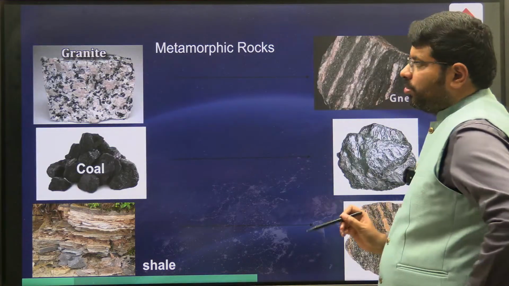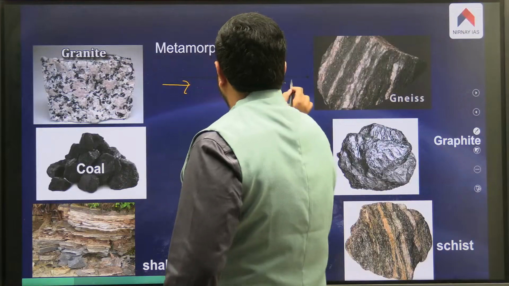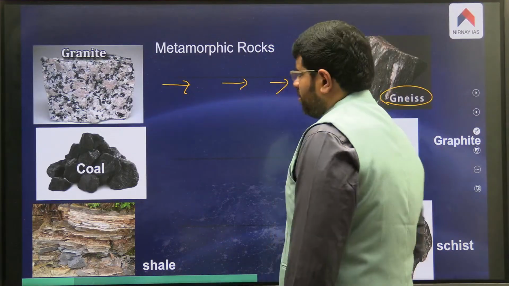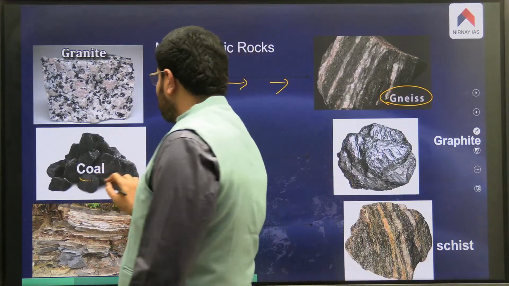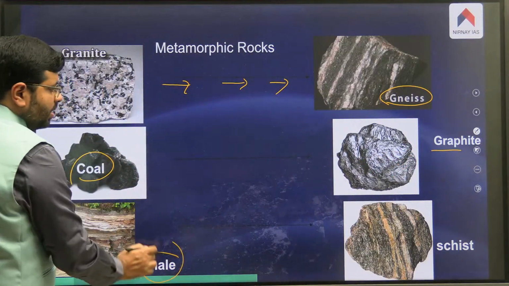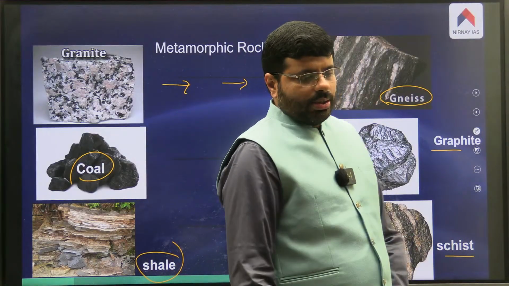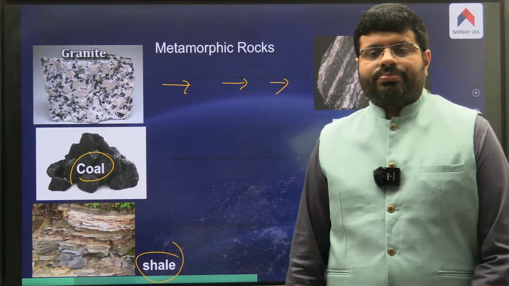That is how a hard igneous rock like granitic rock can change into gneiss. Coal can change into graphite. Shale can turn into schist.